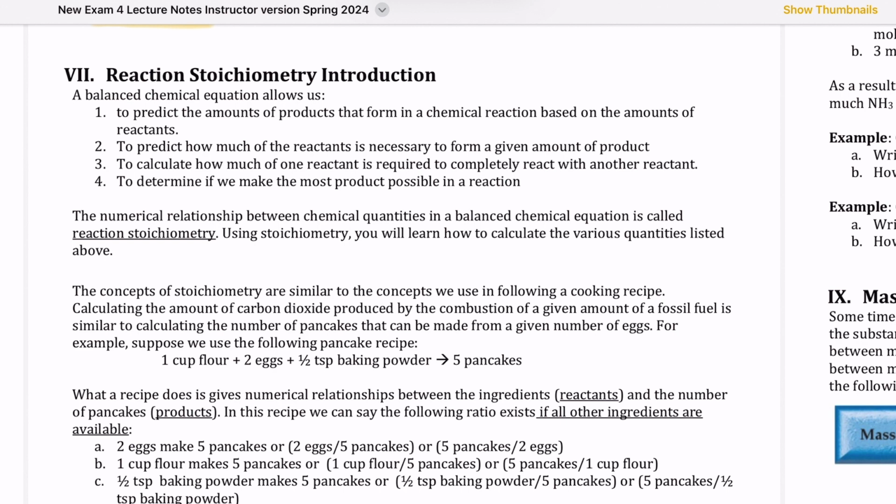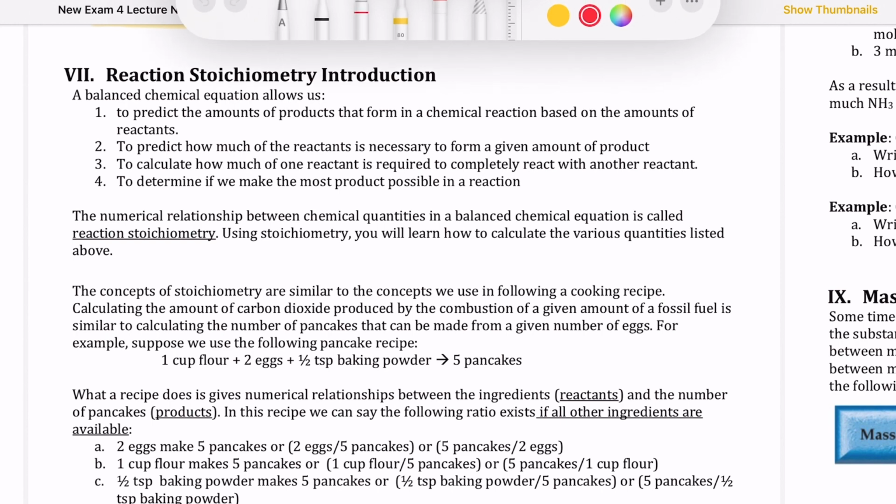I want to continue our discussion of reactions now to a concept really important in chemistry, which is the concept of reaction stoichiometry. And what this is really a fancy way of saying is we're interested in how to quantify, how to measure the different amounts of reactants that we're going to use in a reaction, as well as how much product we're going to get.